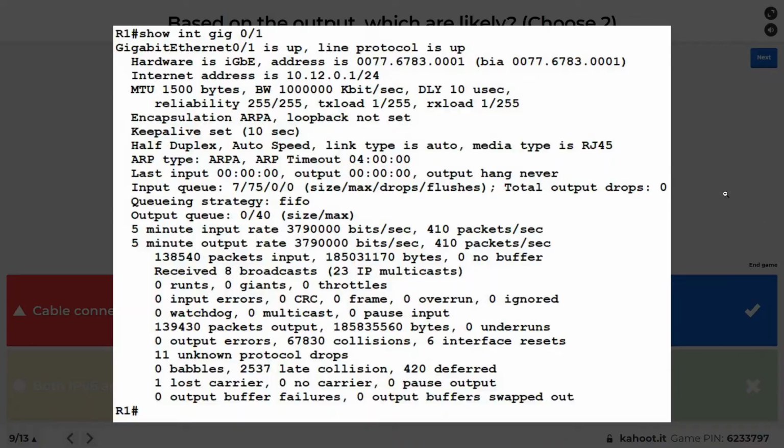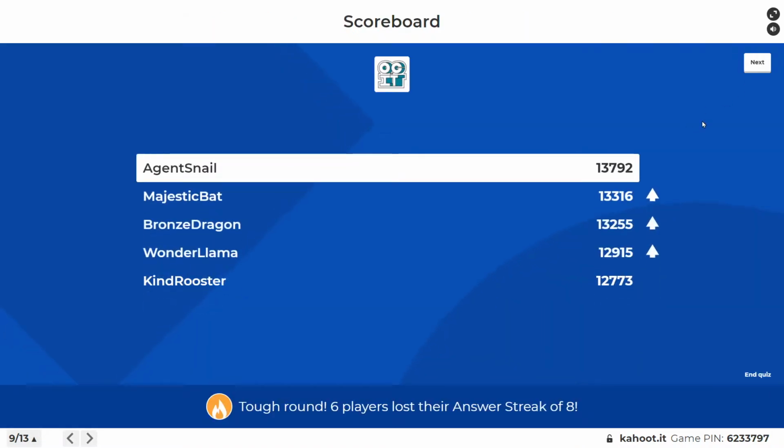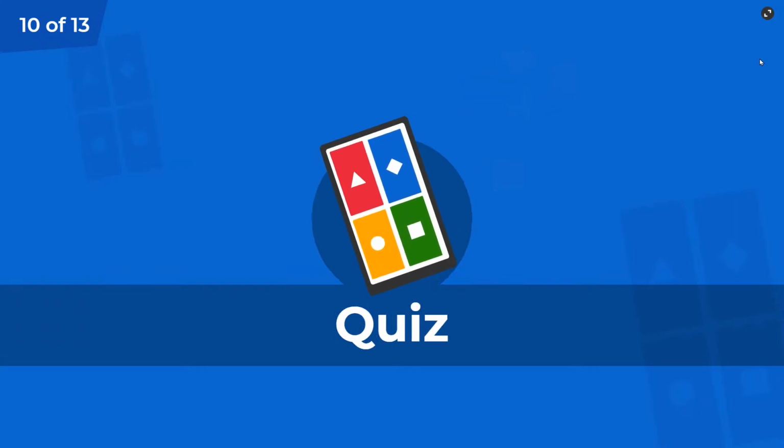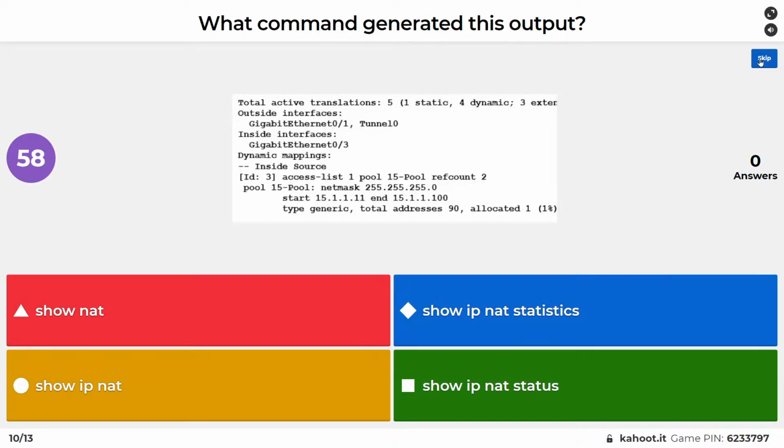All right, so now that I said all that, what are the answers here? There may be a duplex mismatch, yes, and the cable may be over 100 meters. Perfect. All right, Agent Snail, first place. Here we go. Got 4 more questions. Here's question number 10. Which command generated this output?